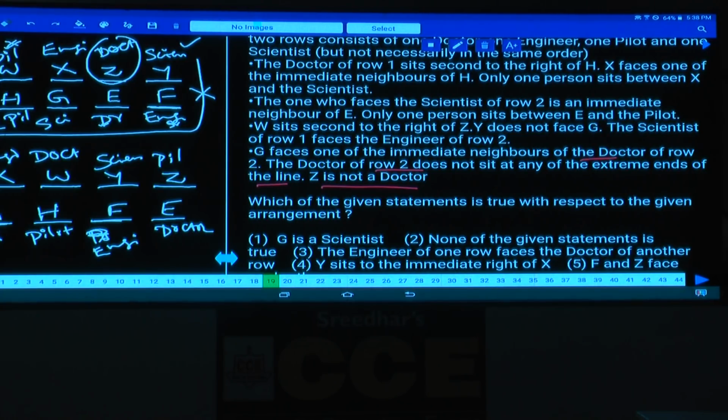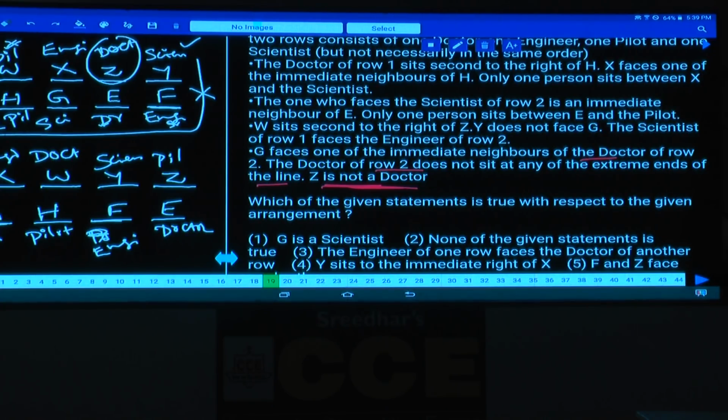Now finally we are left with only the second possibility. What is ordered here? X, W, Y, Z, G, H, F, E, and engineer, doctor, scientist, pilot, that is row 2, and in row 1 scientist, pilot, engineer and doctor. And this is about question numbers 19 to 23. Let's write down this arrangement. With the help of the last statement, Z is not a doctor, the first case is invalid. Till that time both the cases are valid.